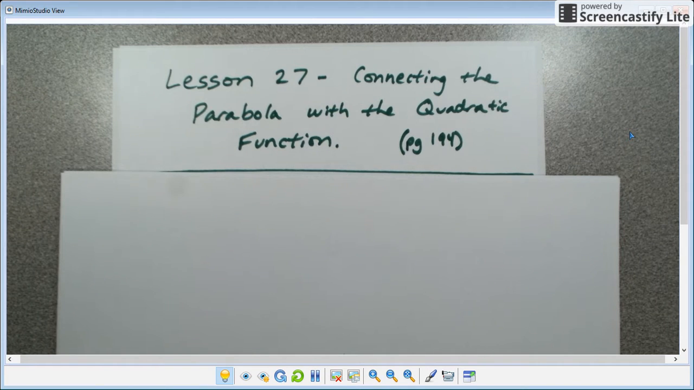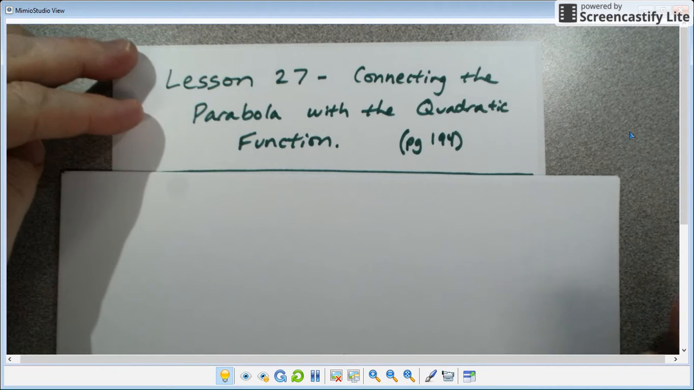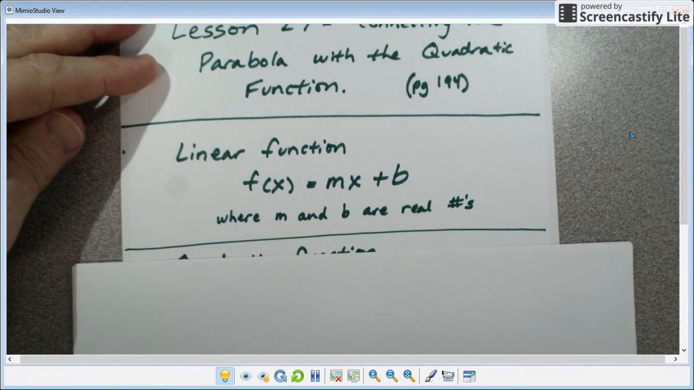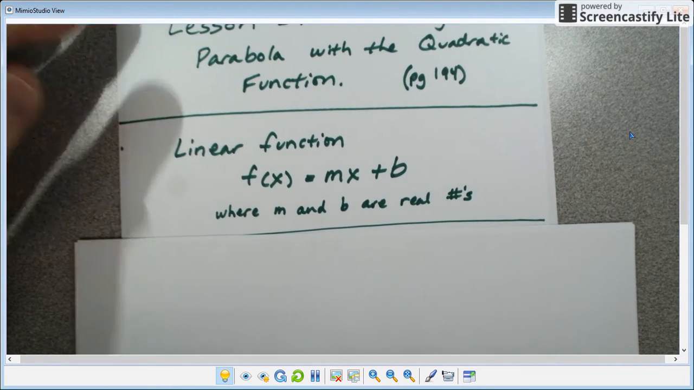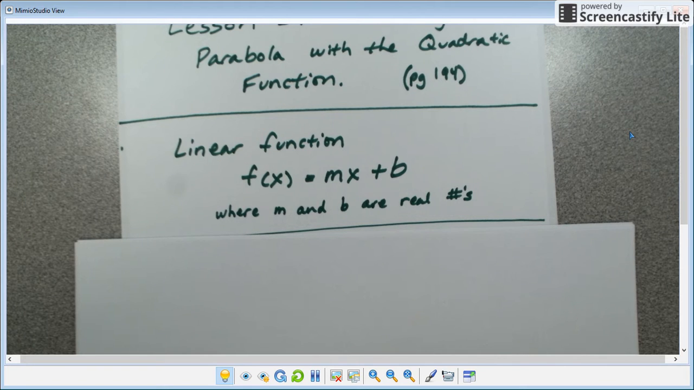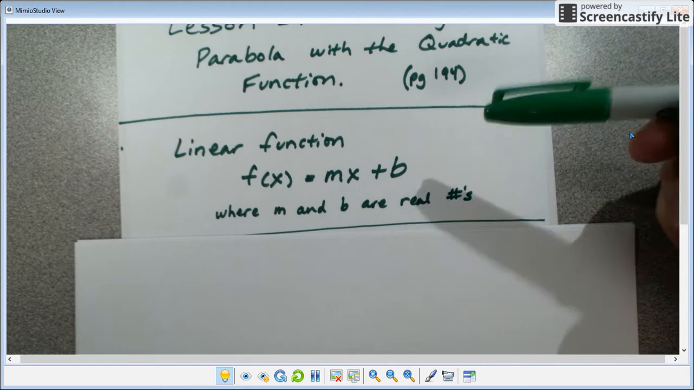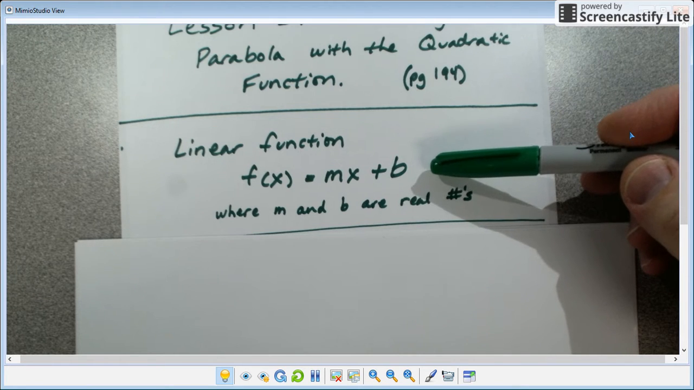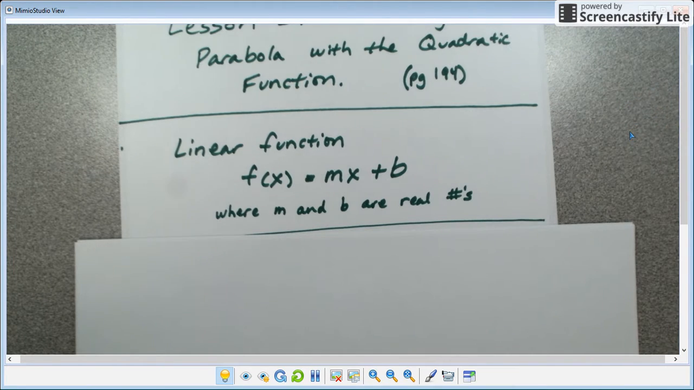Good afternoon, students. Today we are going to be talking about lesson 27, connecting the parabola with the quadratic function. Of course, before we go to quadratic functions, we need to take a look back at where you've been, and that would be linear functions. Now we know a linear function is a direct relationship between the x, y variable. You might recognize these looking at the form there, f of x or y equals mx plus b, where m and b are real numbers. When we graph those, we get nice straight lines.